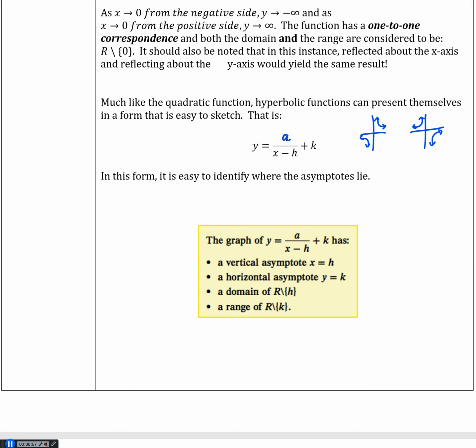We can think about h as being a translation along the positive x direction or along the positive x-axis, and k is our translation in the positive y direction. So we'll have a quick look at what that looks like.